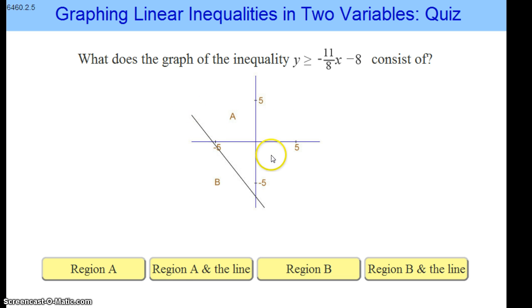It's basically asking which region satisfies this inequality, meaning we can take any point from one of these regions. So if A were the answer, we could take any point in A, plug it into this inequality, and it would be true. Same for B, that's what they're asking. So differentiate A or B and see which one is true.